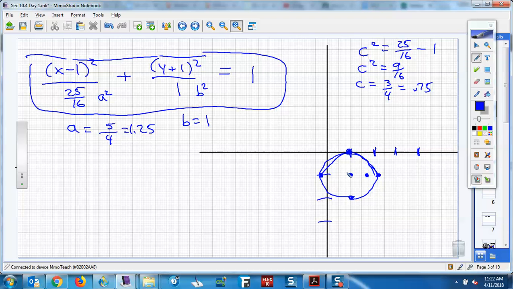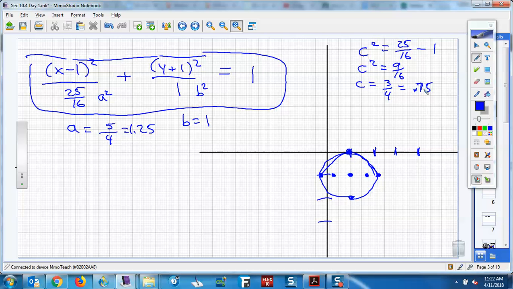Now again, it is important that you go the right direction, right? You remember that A was under the X, A and C are on the same axis, right? So the fact that this one's horizontal, we've got to make sure we're going the right direction. So there's our C right there, and that is 3/4 or 0.75.